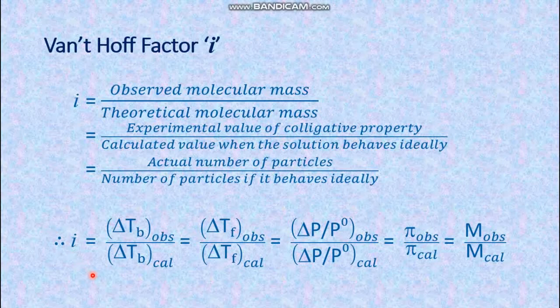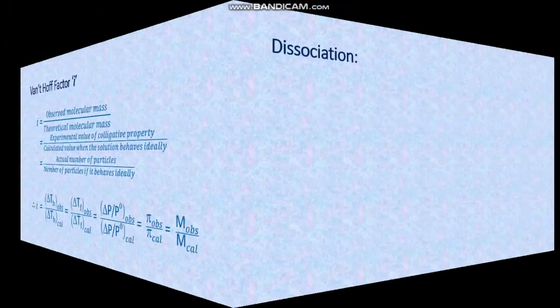This may be greater than 1, this may be less than 1. If it is greater than 1, you have to expect that dissociation is taking place, and if it is less than 1, you have to expect that association is taking place. So let's start with dissociation. Here is the situation where the particle gets dissociated after dissolution.